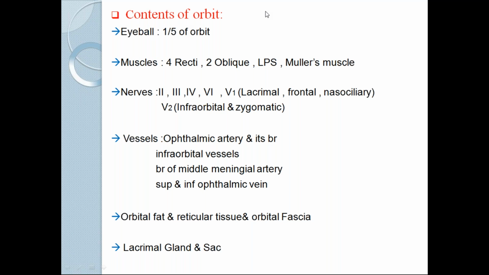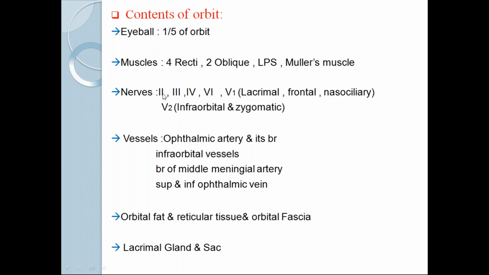Coming to the contents of the orbit, there will be the eyeball, which is 1/5 of the orbit, because the orbit volume to eyeball volume ratio is about 4.5:1. There are muscles: 4 recti, 2 obliques, levator palpebrae superioris, and Muller's muscle. These are the muscles present in the orbit.